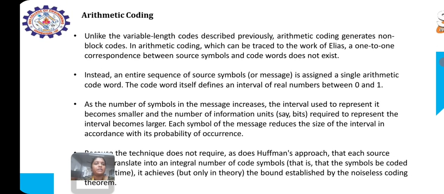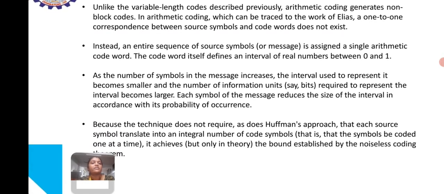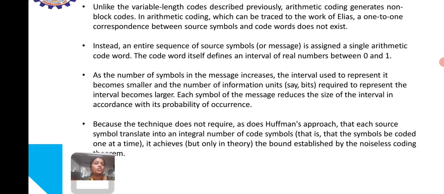So unlike the variable length codes described previously, arithmetic coding generates non-block codes. In arithmetic coding, which can be traced to the work of Elias, a one-to-one correspondence between source symbols and code words does not exist. Instead, an entire sequence of source symbols, that is the message, is assigned a single arithmetic code word, so that the code word itself defines an interval of real numbers between 0 and 1.